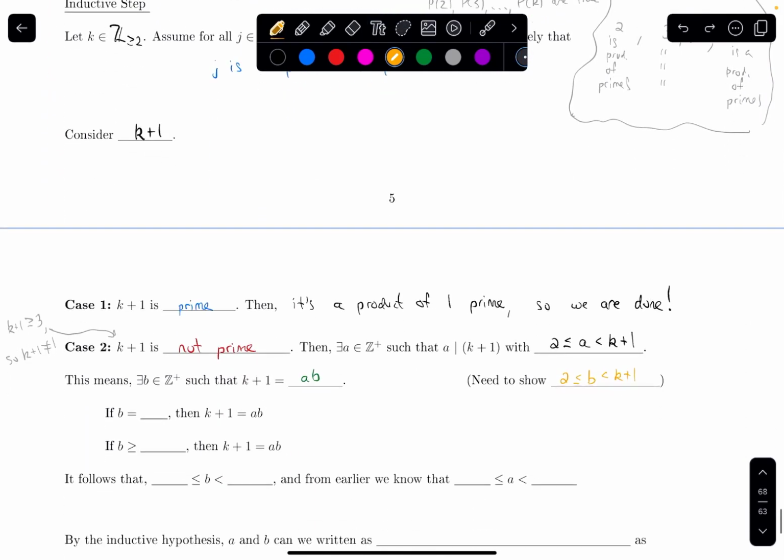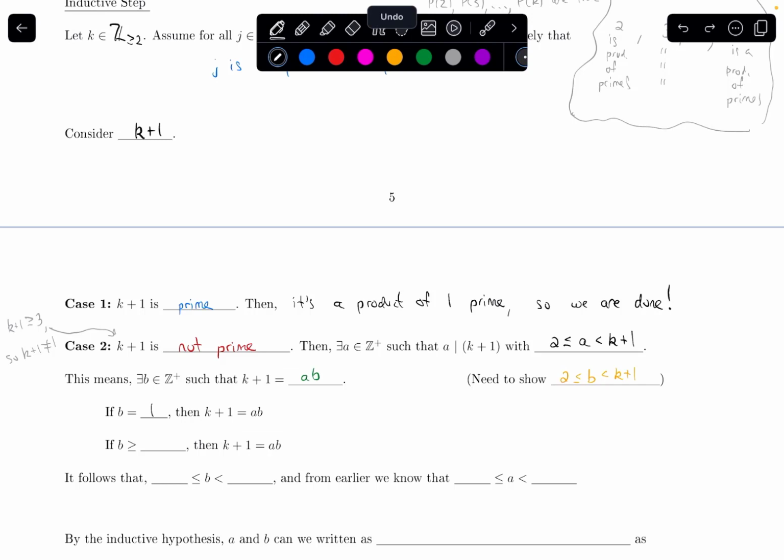Okay, so how do I do that? I am going to consider some cases and rule out the other possibility. So what if b was 1? If b was 1, and I look at this equation, k plus 1 equals a times b, let's go ahead and plug in. This will just be equal to a times 1, which is a. So I'd get k plus 1 equals a, but I know a is less than k plus 1. So I started off with k plus 1, and now I got that k plus 1 is less than k plus 1? That doesn't make sense.